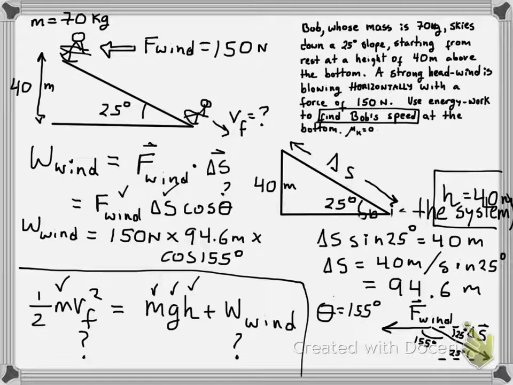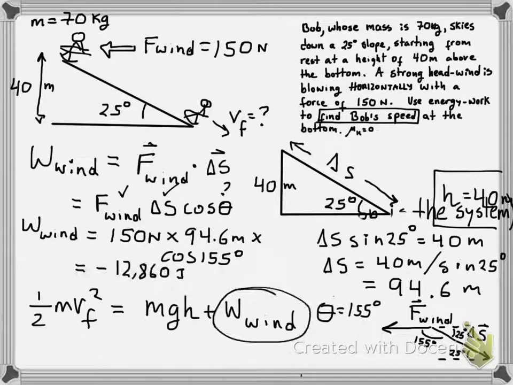So now we're ready to plug that into our equation. The work done by the wind is going to be 150 newtons multiplied by 94.6 meters multiplied by the cosine of 155 degrees. Plug in the numbers in your calculator, you get the work done by the wind is minus 12,860 joules. So we basically have everything that we need to find the final velocity.